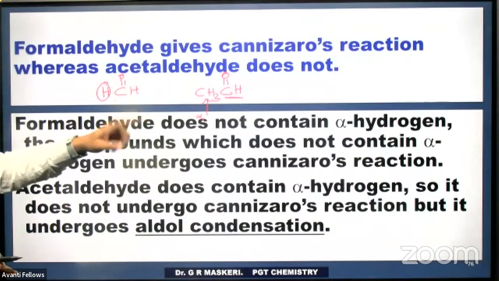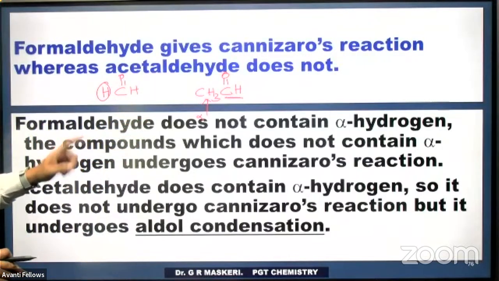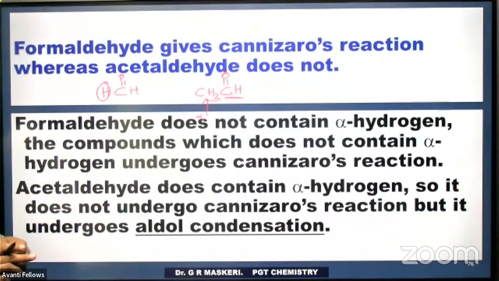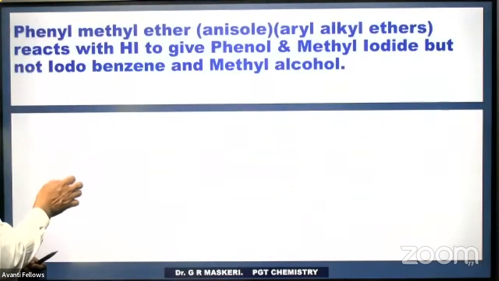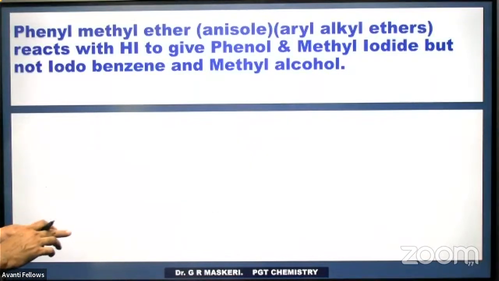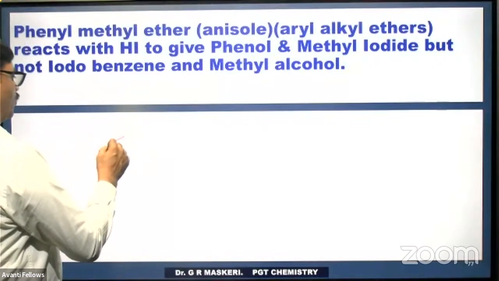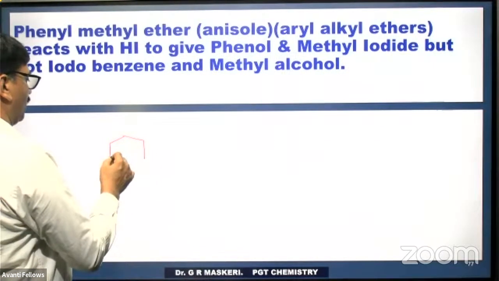Formaldehyde does not contain alpha hydrogen. The compounds which do not contain alpha hydrogen undergo the Cannizzaro reaction. This is the way you have to write the answer. Phenyl methyl ether, anisole, reacts with HI to give phenol and methyl iodide, but not iodobenzene and methyl alcohol. Probably the question seems very difficult, but when you draw this, I think you will be able to say the answer.